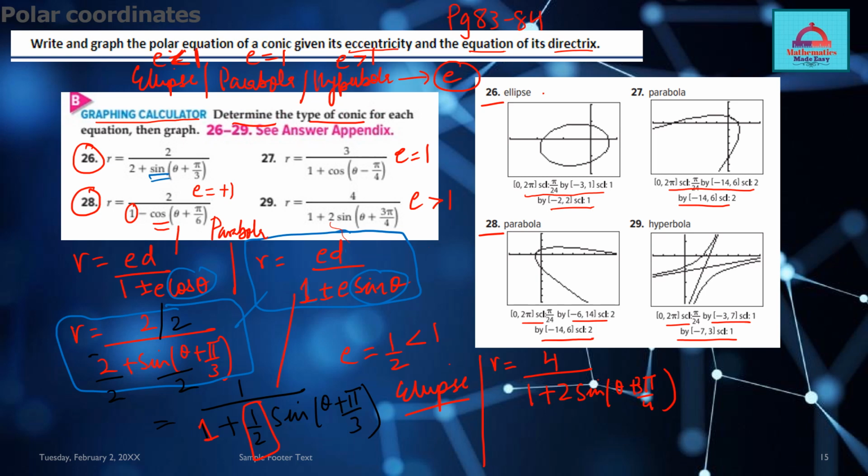You are comparing with the sine value. So what is the value of E? E is this number multiplied to sine. So E is 2, which is more than 1. So it's a hyperbola. So it will be this graph. So with calculator, without calculator, both methods have been explained here. So all the very best.